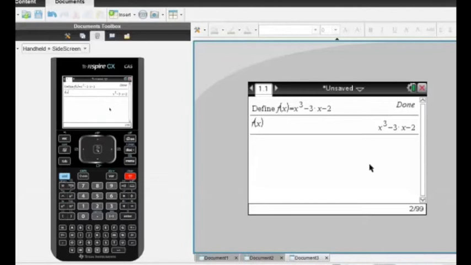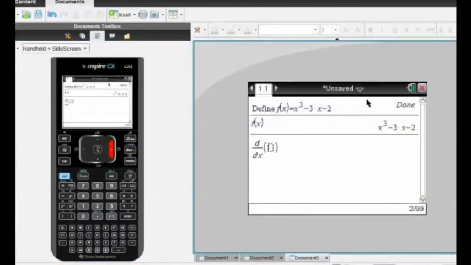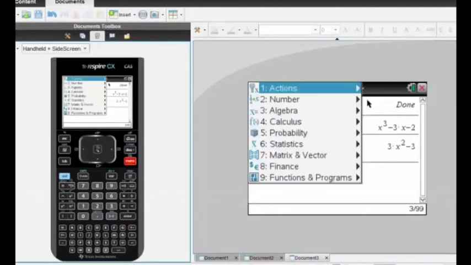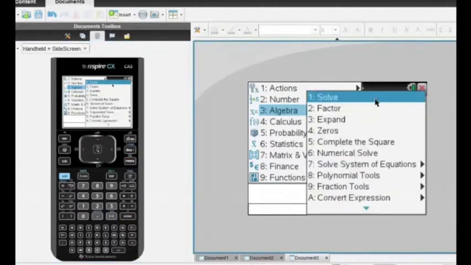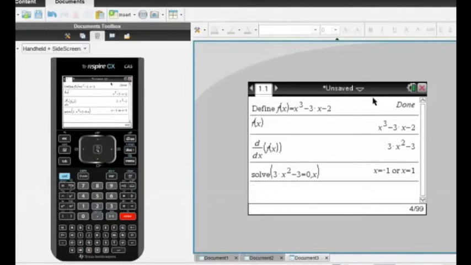Alright, so let's go through and find the turning points now. So to do that, we need to differentiate. So you go menu, calculus, derivative, d over dx for f of x, and we get that differentiated. Now I want to find out the turning point, so I make that equal to 0 and solve. So I can go menu, algebra, solve, and I can just go up here, press enter, equals 0, comma x. So you get x equals -1 or x equals 1.